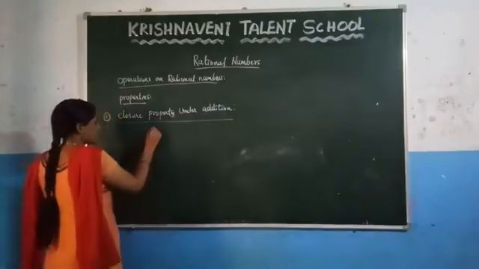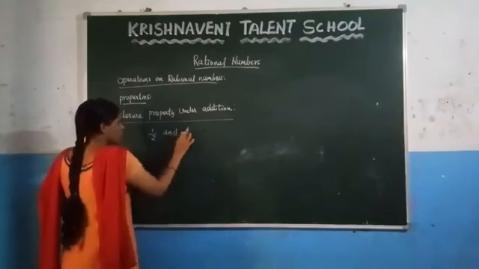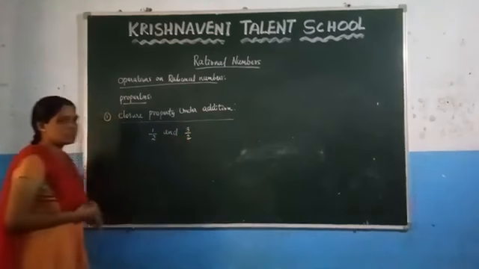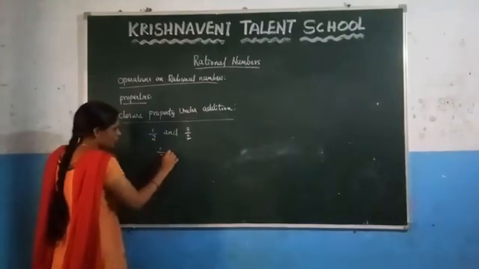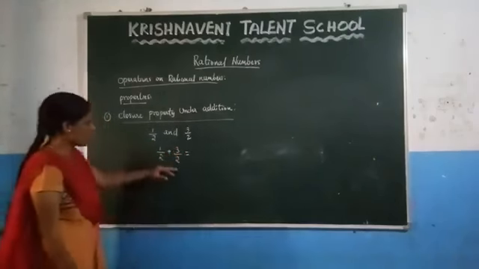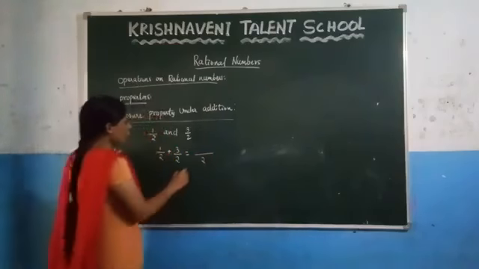Let us consider one example, 1 by 2 and 3 by 2. Now, let us add these numbers 1 by 2 and 3 by 2. Here, since the denominator is the same, you can take it off and you have to add the numerators.